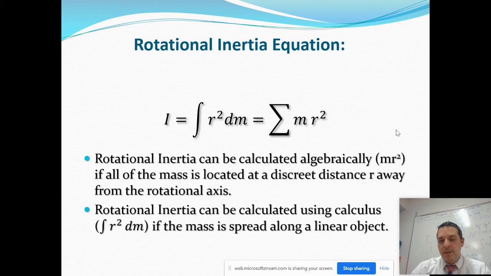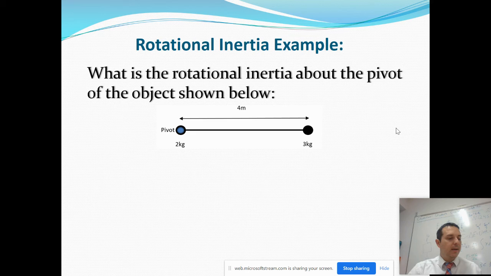These two equations, though, you have to look at your situation to understand which one to use. If it's all point masses, it's the one on the right. If you're looking at a continuous mass or a mass that changes with position, you're going to be using the calculus-based version. Let's do an example of rotational inertia using an algebraic situation.